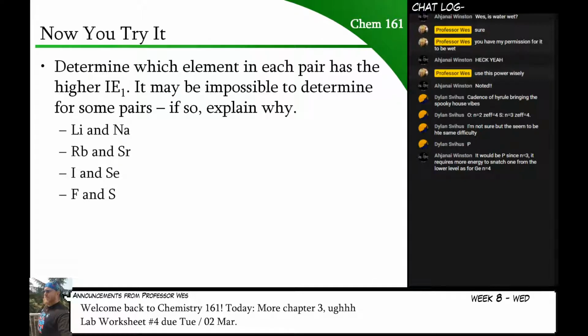All right, 1 or 2 more minutes. We'll go over the answers here. Once you've got some answers, post them in the chat. Remember, I want higher ionization energy.